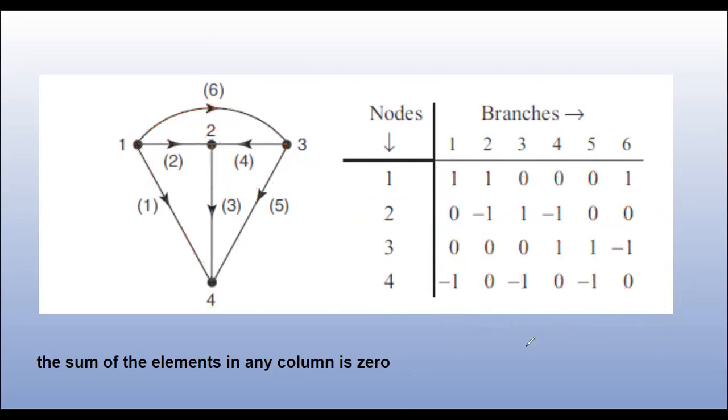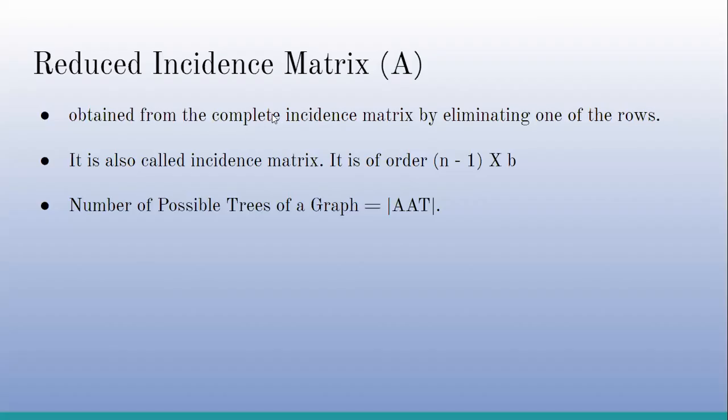Now, moving to the reduced incidence matrix. Reduced incidence matrix is denoted by capital A, and it is obtained simply by eliminating any one of the rows of your complete incidence matrix capital A suffix small a. Out of this complete incidence matrix, if you remove any one row, you get a matrix which is of the order n-1 cross B. Okay, n-1 rows and B columns, that you call as either reduced incidence matrix or simply incidence matrix.